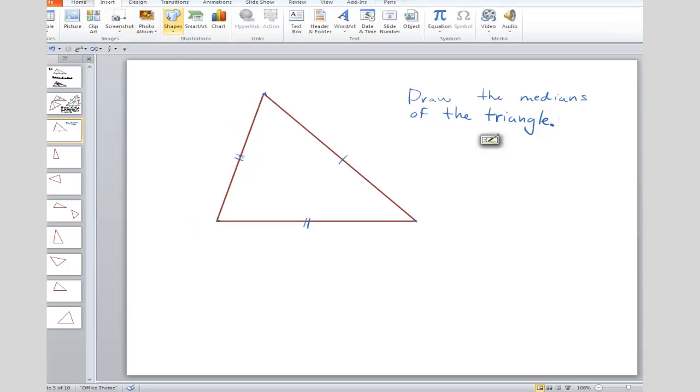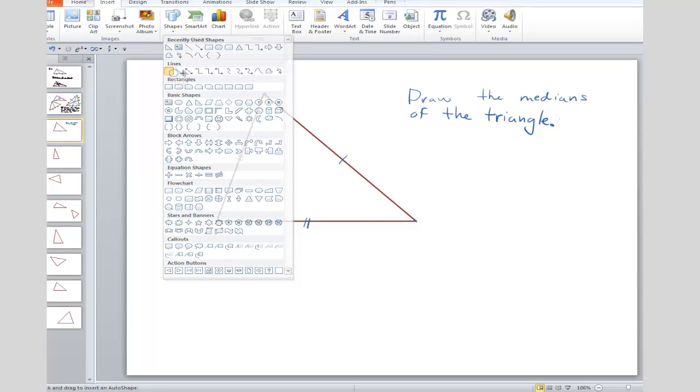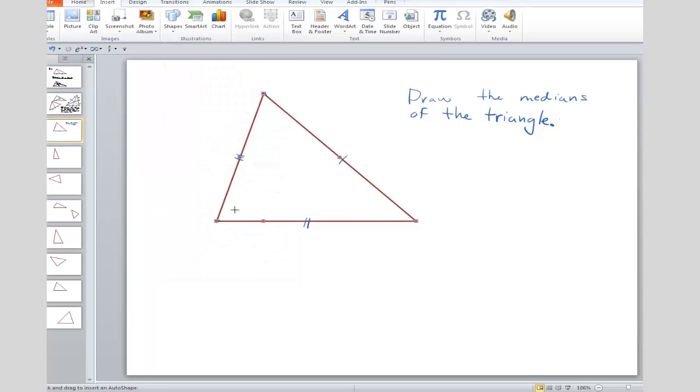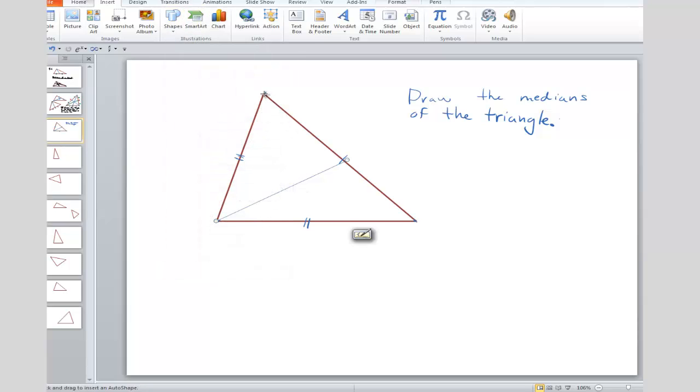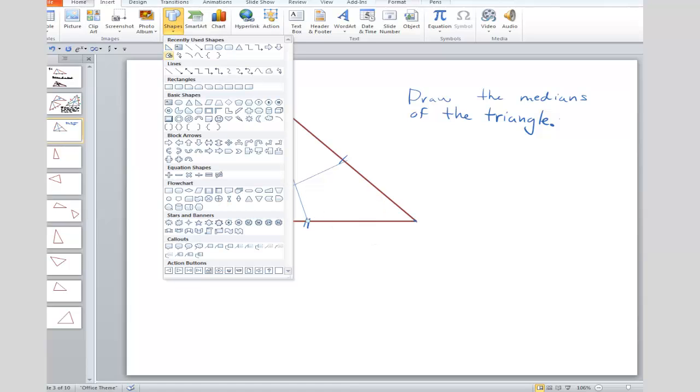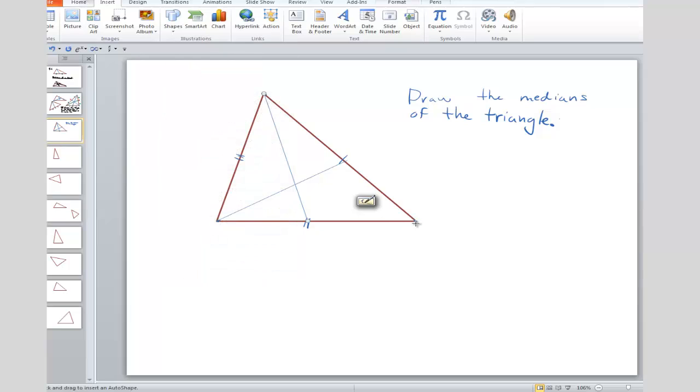So let's insert some lines here. This vertex would go right across here. Oops, move it. Oh, okay. Let's see if I can move it. There we go. Well, close enough. From this vertex down to right about the middle here. And our last line would be from this vertex to the middle here.